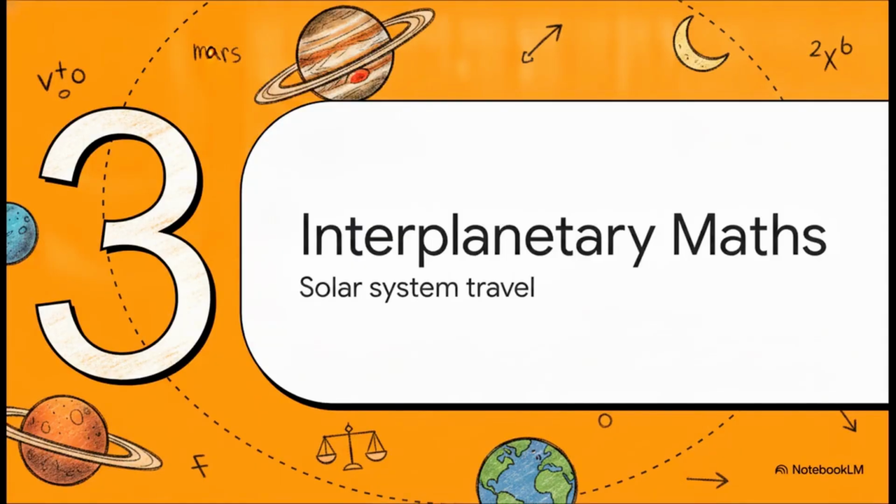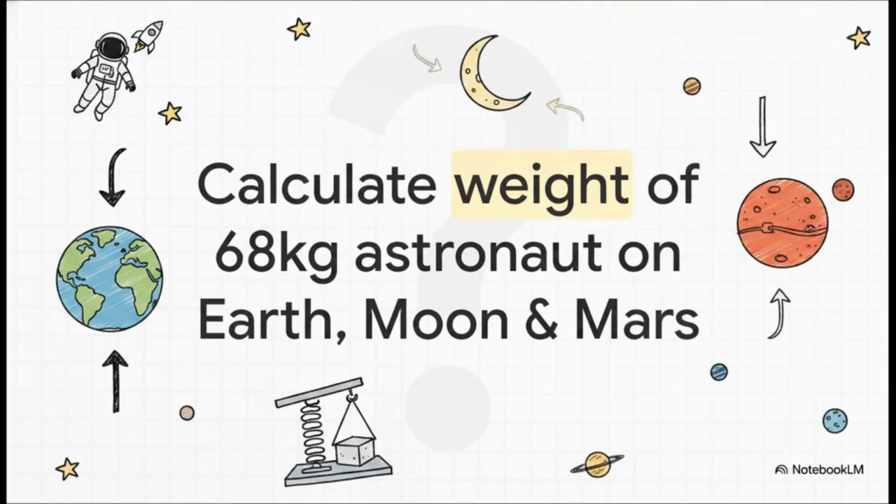All right, Section 3, Interplanetary calculations, traveling the solar system. Let's look at a classic, multi-part exam scenario straight from the source material. We're tasked with figuring out the weight of an astronaut whose mass is 68 kilograms. We need to calculate this across 3 completely different celestial bodies, and we're given their specific gravitational field strengths. We've got Earth at 9.81 newtons per kilogram, the Moon at a much weaker 1.62 newtons per kilogram, and Mars at 3.71 newtons per kilogram.